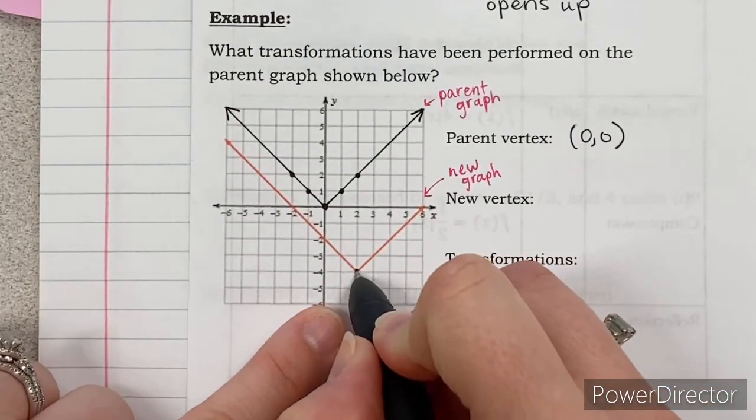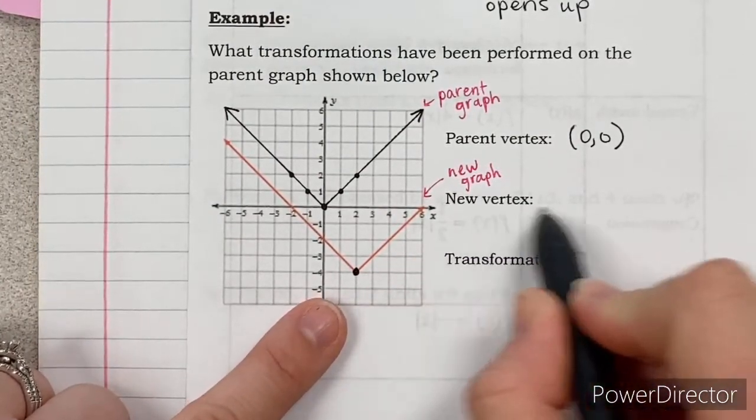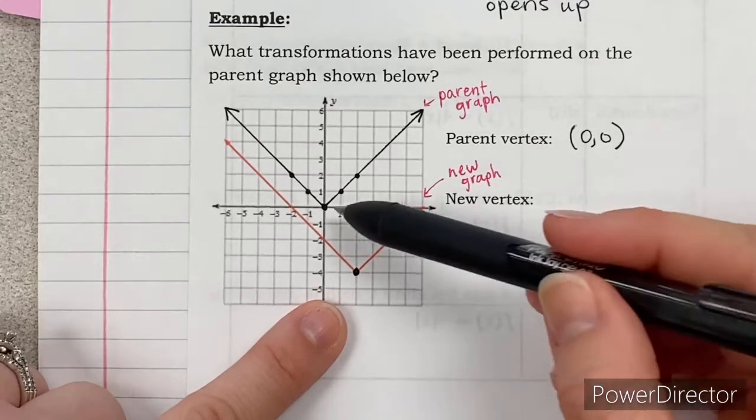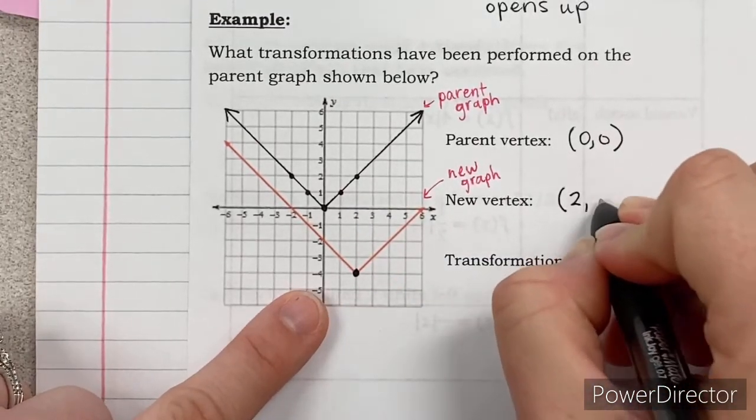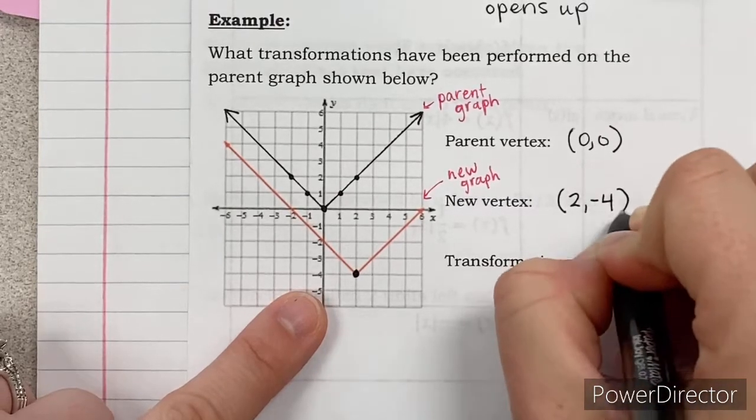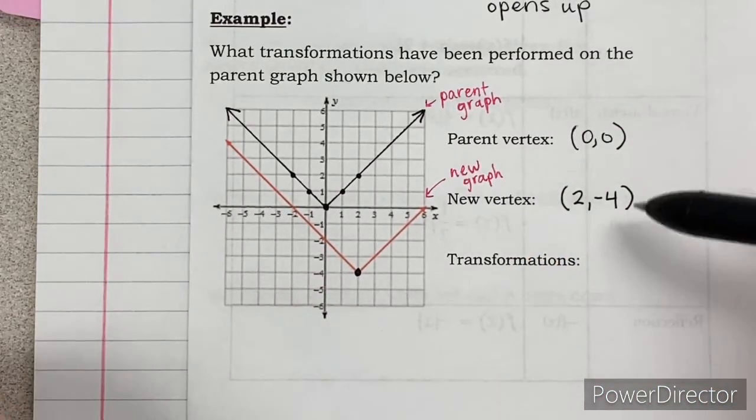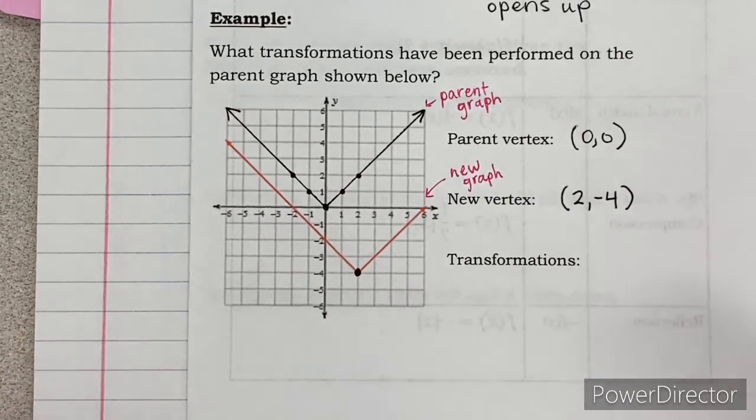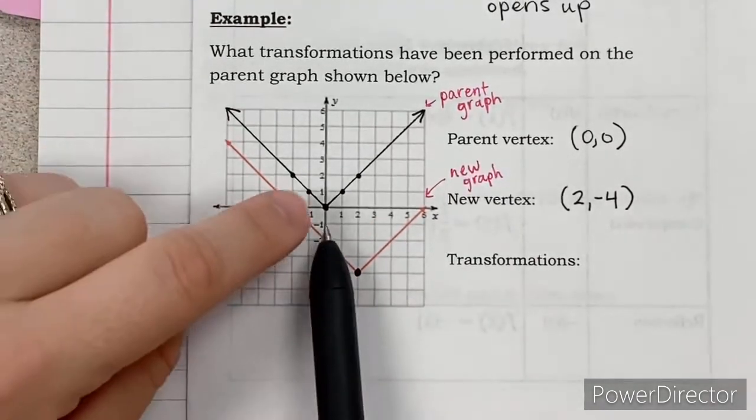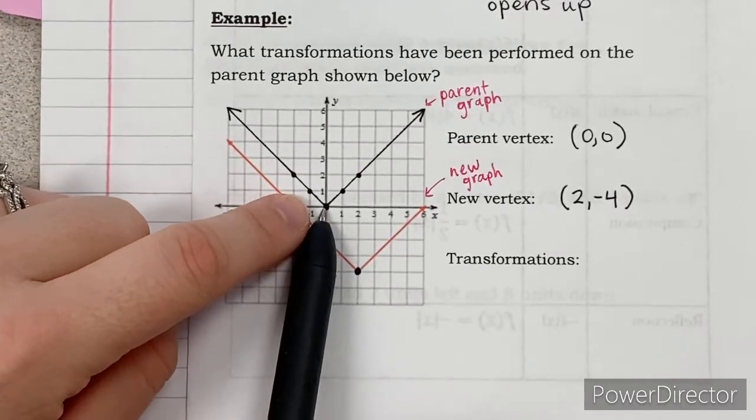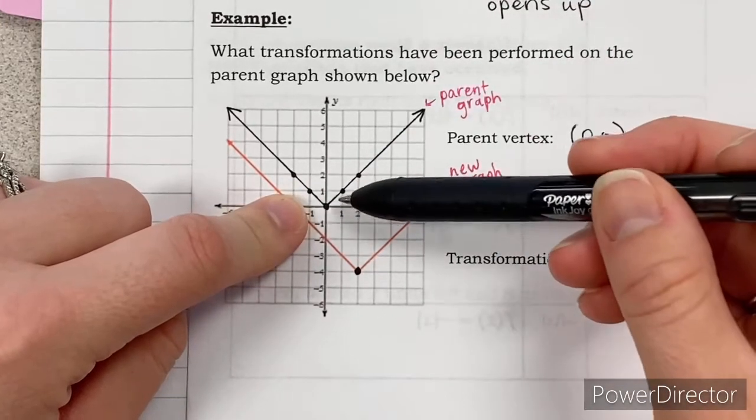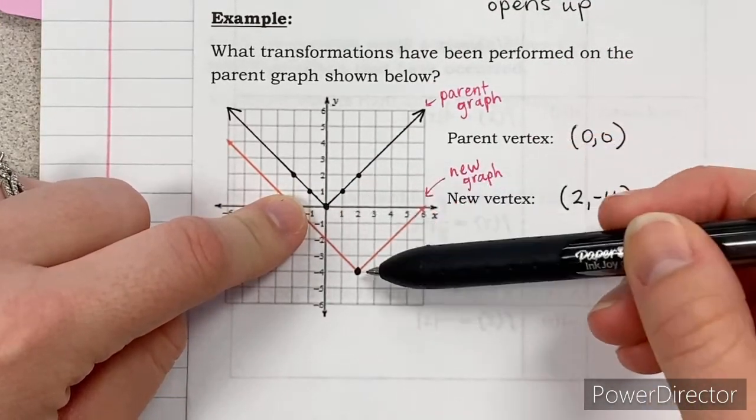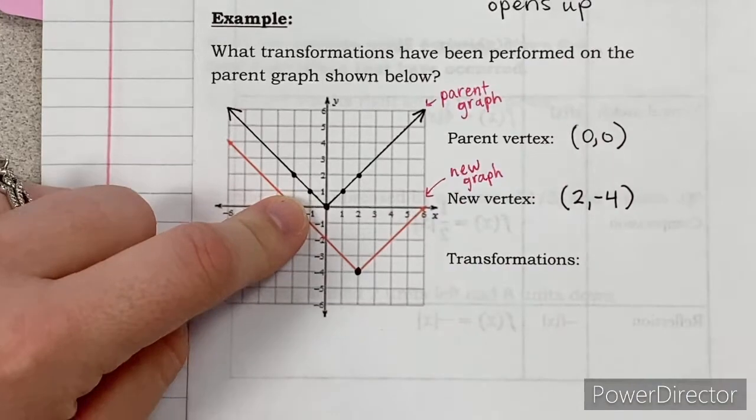So next thing, we're going to list out the new vertex. The new vertex is at 2, negative 4. So those are the vertexes for both of them. Now let's talk about the transformation. I want you to focus on the vertex. If I were to take this vertex and move this graph in some direction, what would I have to do to the graph to get it down here? There are two of them.